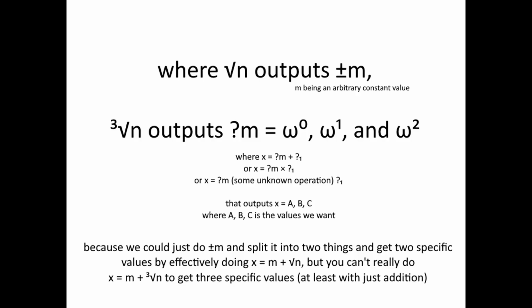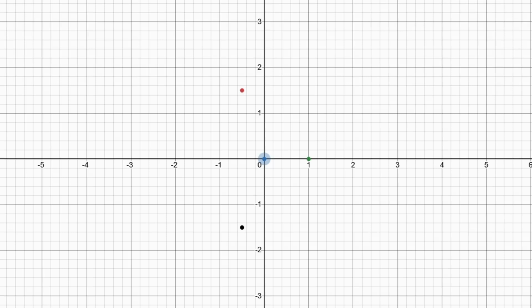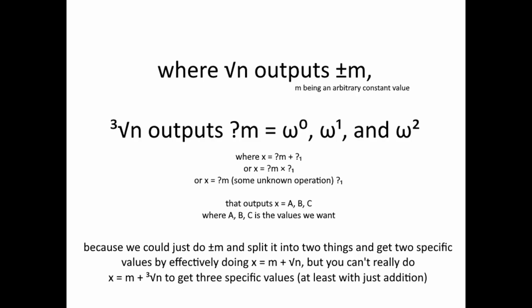Because if you just add a constant value to a cube root of anything, all you're going to do is just shift it left and right. You're just going to be moving the solutions left and right, and if those are your 3 specific values, that's cool, but how am I going to twist, turn, bend, and do all sorts of things with these values so that I'm able to get to the 3 specific values that I want at any distance that I want?